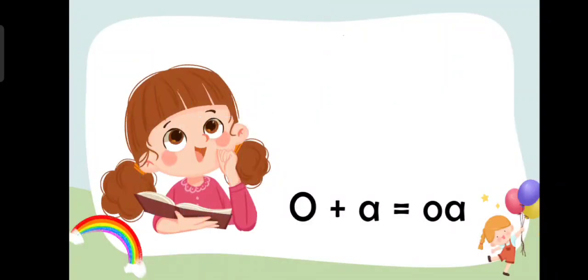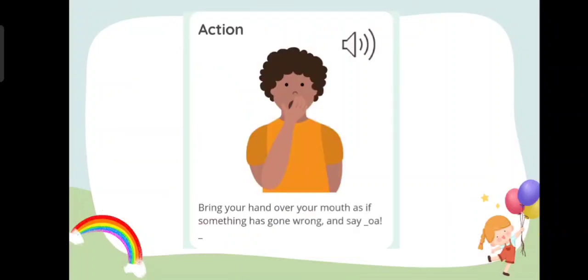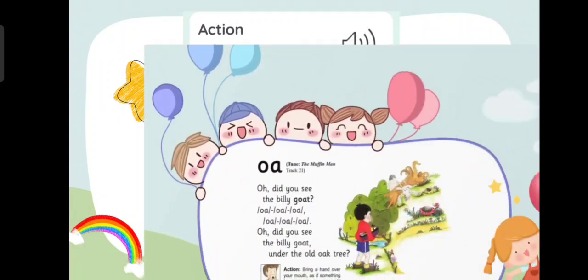When we put letter O and letter A together, they make O sound. Now let's do the action together. Bring your hand over your mouth as if something has gone wrong and say, "Oh." Now let's do the action and sing the song together.